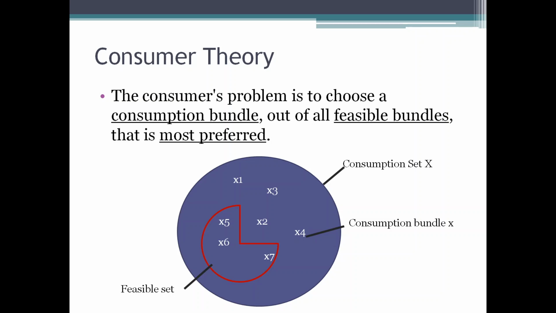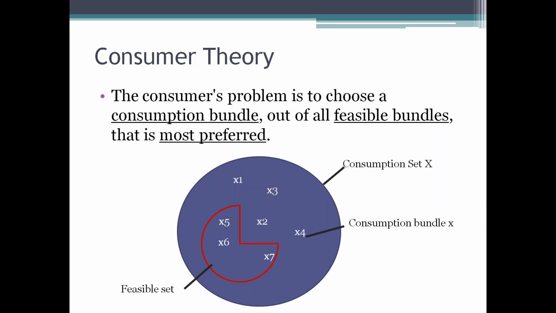Yes, as a consumer, I might like to consume all these consumption bundles, but I can only afford, I can only acquire, either X5, X6, or X7. They are within my budget, within my financial resources, whether from my wealth, my income, or whichever kind of financial resource. So this is my feasible set, just a subset of the whole consumption set X, that is affordable for me.